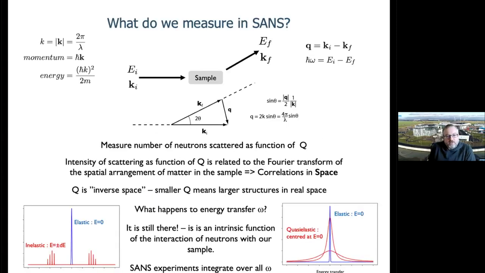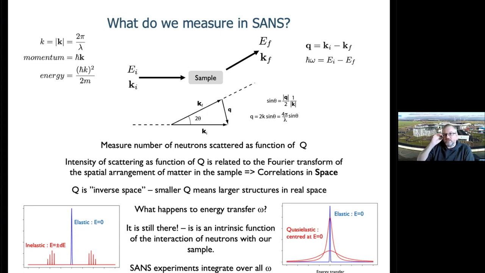So just a reminder of summary of what I said this morning, what do we measure in a SANS experiment? I spoke in a general sense this morning, but in the SANS experiment in particular, we are interested only in the correlations in space. So we're interested in the structure of our sample on the nanometer to micrometer length scale. And so what we do is we have our incident beam and we measure the number of neutrons that are scattered as a function of Q. And you'll see when we talk about how we design the instruments, the different ways that we go about enabling us to do that.